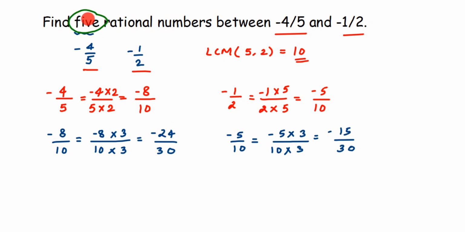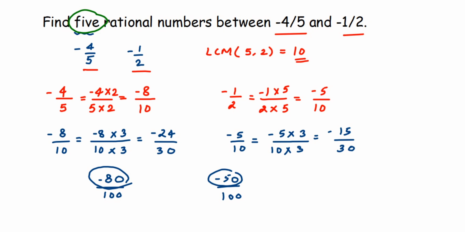Now if I take a greater number, I have taken here 3, so I got a little bit of difference here. If I multiply with 10 instead of 3, I will get minus 80 by 100, and on this side I'll get minus 50 by 100. And you can see that the gap between minus 80 and minus 50 is more. So more numbers you can find out.